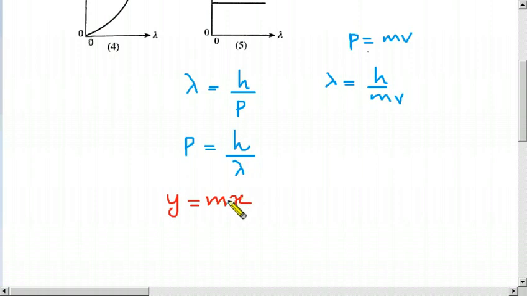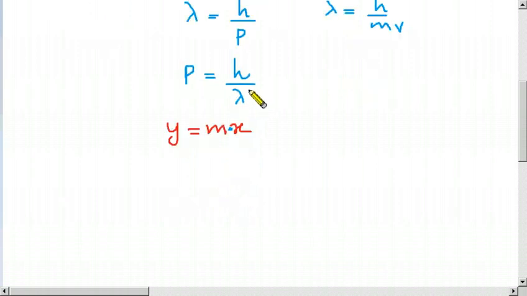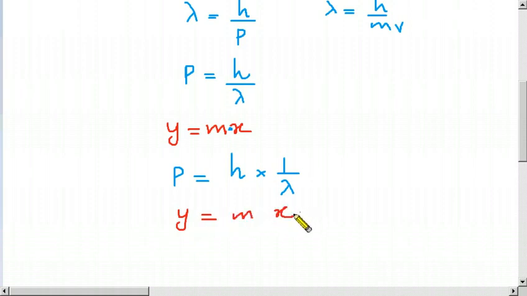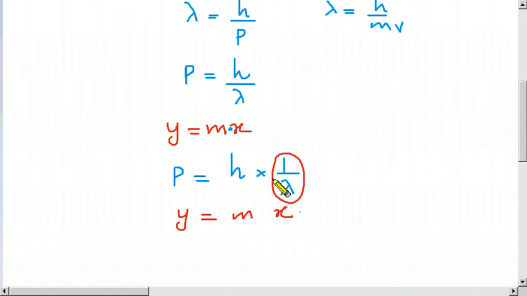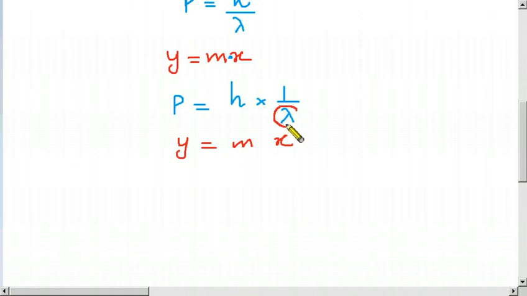So therefore there should be a multiplication between these two. Therefore we have to do a little adjustment. P equals h times 1 over lambda. Whether we divide by lambda or multiply by 1 over lambda, it is the same. So now this is in the form y equals mx type. But they have not taken 1 over lambda for the x-axis, they have taken lambda directly. So lambda is the variable.